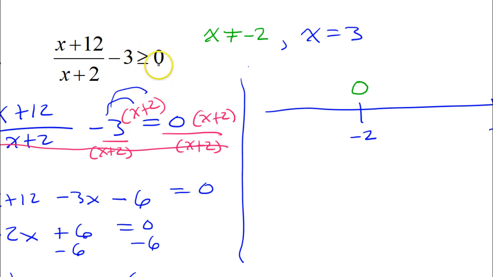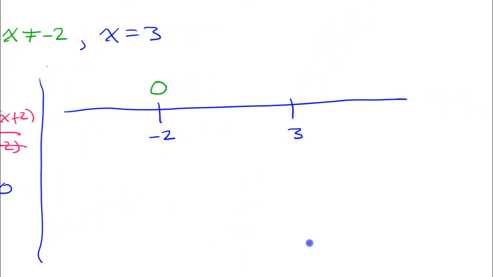So we want to include any points that cause the function to equal 0. And that's what this is. We set it equal to 0 and solve. So a value of 3 will cause the function to equal 0, and we want to include that. So we'll use a closed circle.